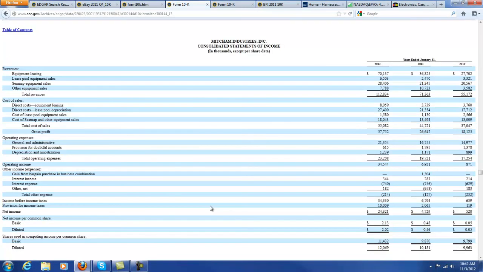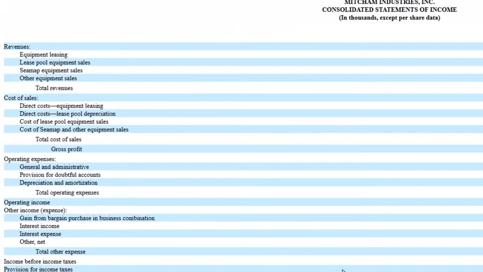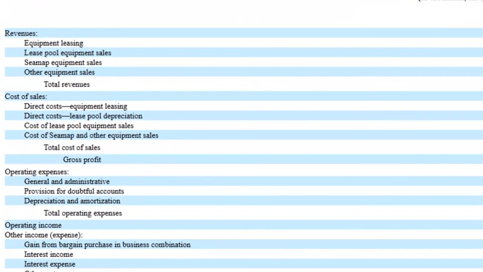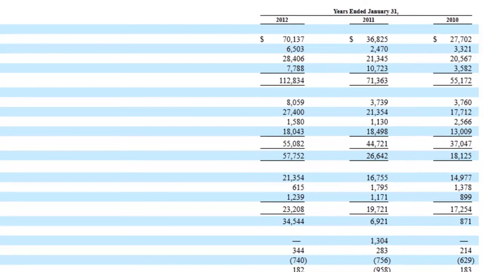Again, this is the income statement for Mitcham Industries, which, as I said before, leases seismic equipment to help oil and gas companies locate where to drill to find new oil and gas reserves. If you look at the last 3 years of general and administrative expenses, you will notice that they increased from 14.9 million to 21.3 million.